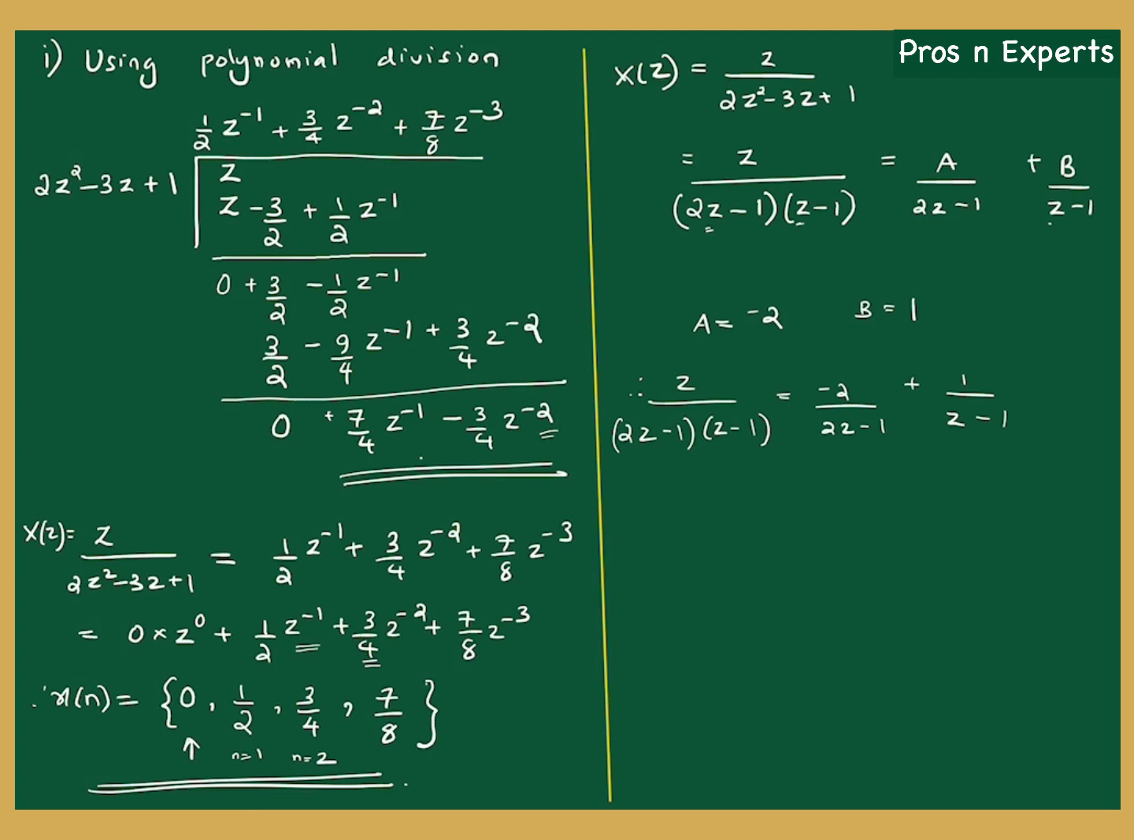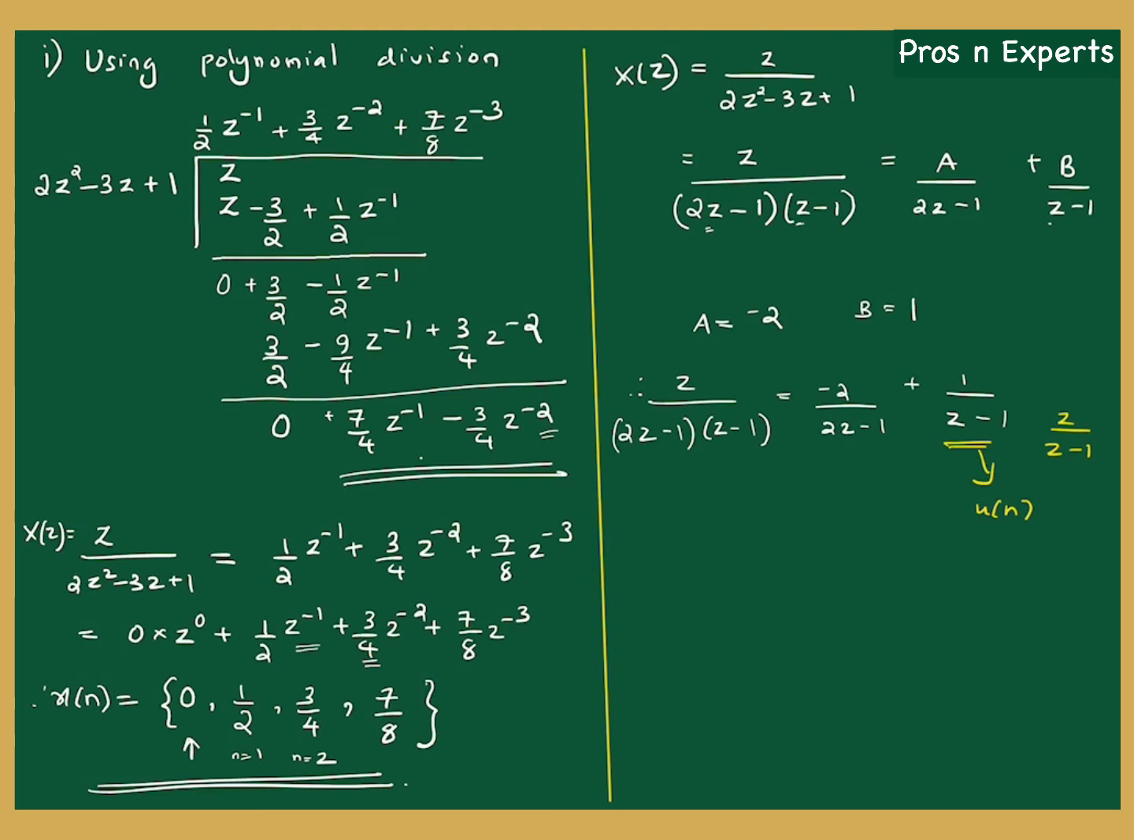And now what is the inverse transform? Do you have any standard inverse function that can give you a signal from this thing? No is the answer. If at all this term was z by z minus 1, you would have written that the inverse transform is u of n.